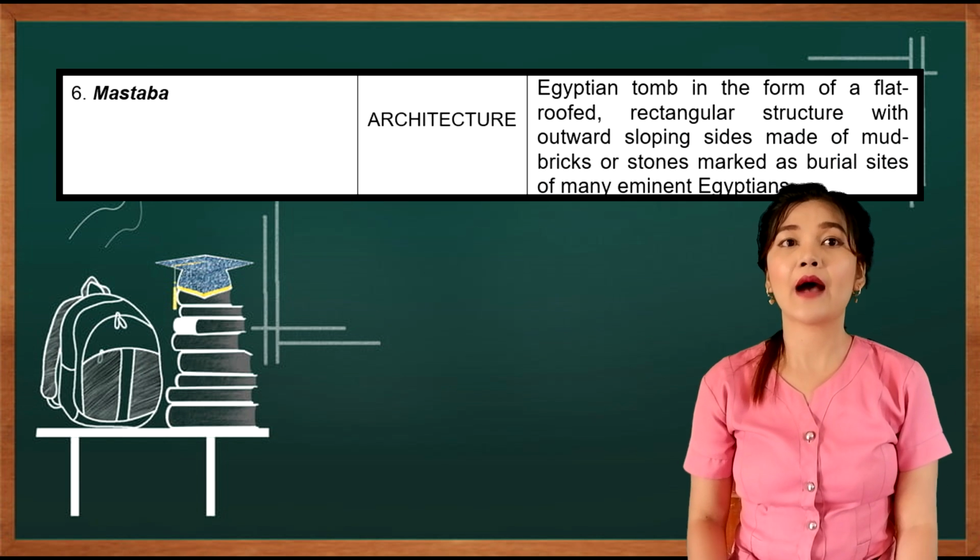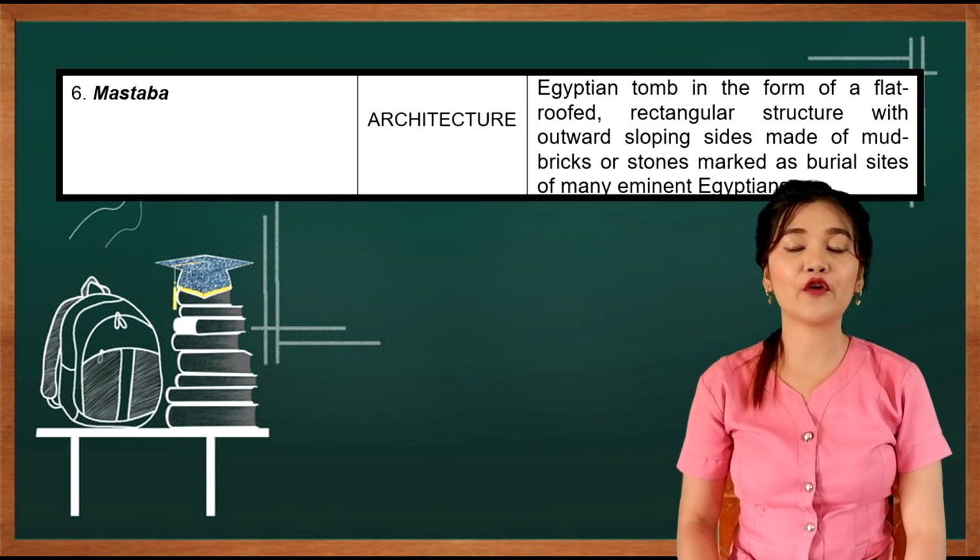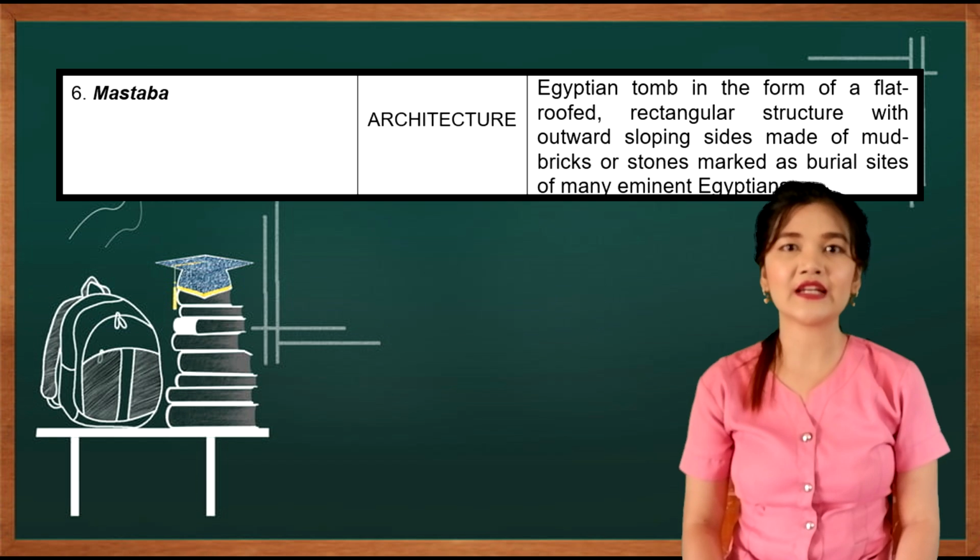Number 6. Mastaba. Art form: architecture. An Egyptian tomb in the form of a flat-roofed, rectangular structure with outward sloping sides made of mud bricks or stones, marked as burial sites of many eminent Egyptians.